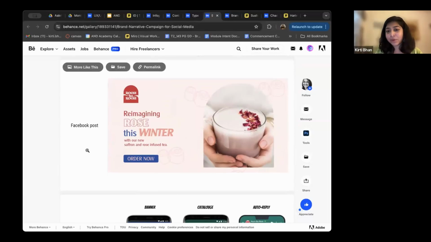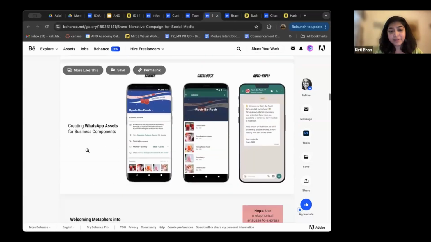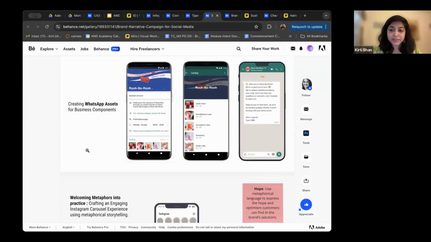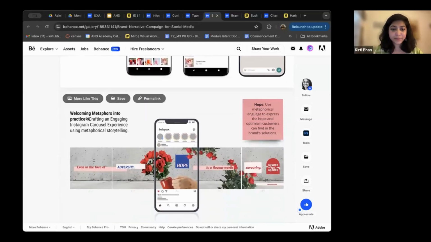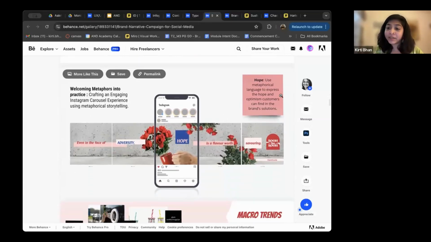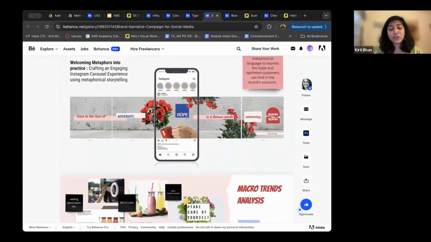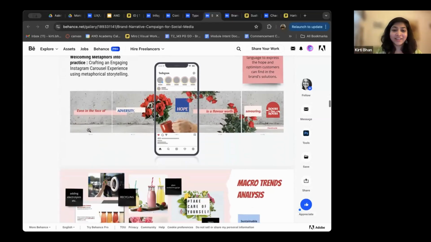Here, a Facebook post. Again, some WhatsApp assets for business components. Then using another concept, a communication concept, which is again metaphors. So she's using metaphorical language to express the hope and optimism customers can find in the brand's solution. So how even in the face of adversity, hope is a flavor worth savoring, and how everything is connected and just feeling one.